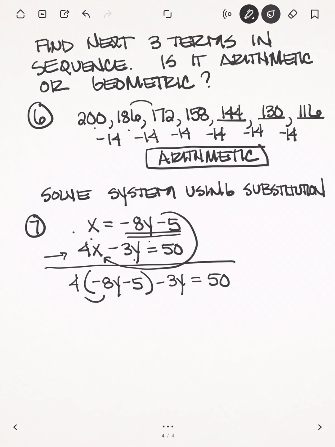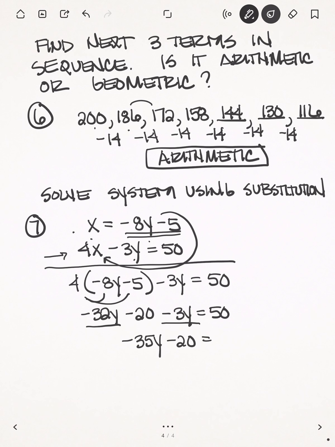Okay, let's distribute that 4. We get negative 32y. Distribute the 4 again, we get negative 20. Minus 3y is equal to 50. Okay, when we simplify that, we have negative 32y and a negative 3y. So when we add those together, we get negative 35y minus 20 is equal to 50.